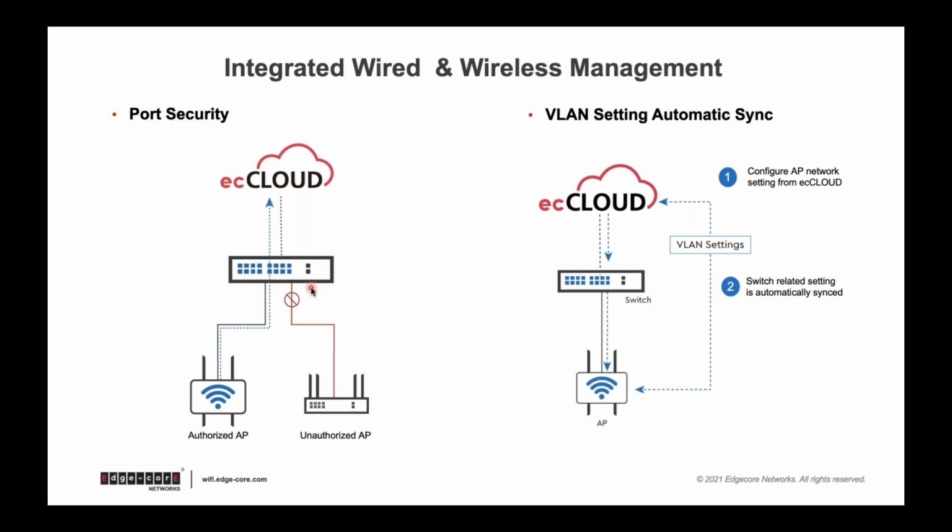This feature is to provide security, to disallow an unauthorized AP from connecting to the sensitive network and carrying out attacks. And the second feature is the VLAN automatic sync feature. When the cloud sets up the VLAN on the AP, this VLAN will be automatically synced to the switch port which is connected to the AP. This will make the VLAN configuration easier.